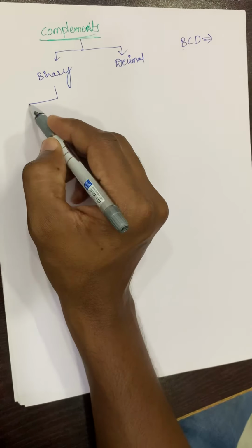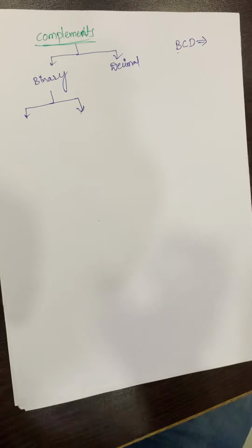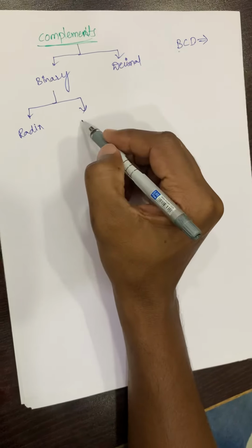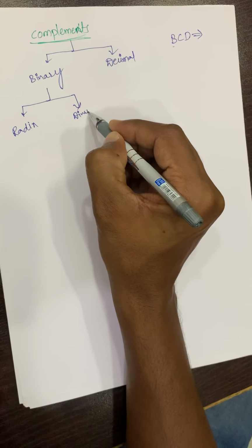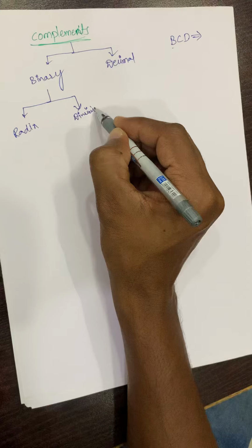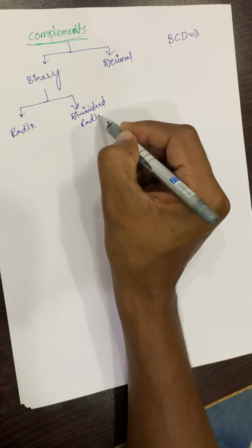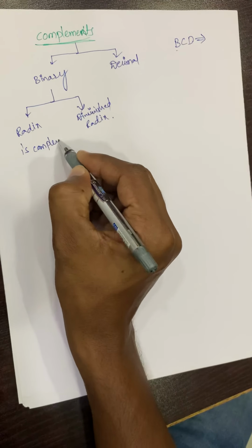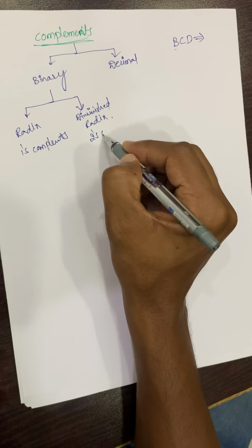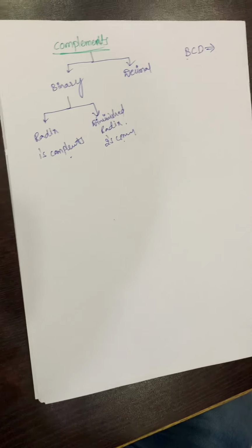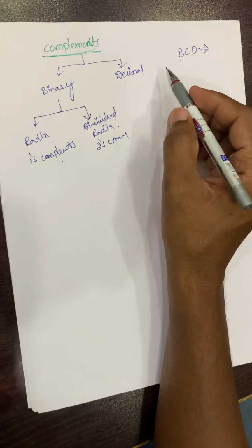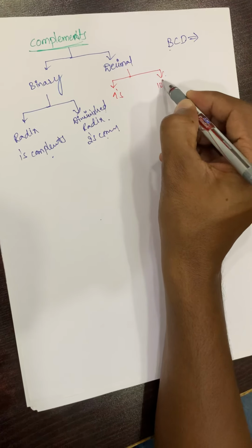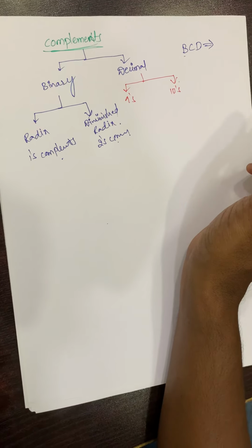Again, binary complements are classified into two types: radix and diminished radix, or we can consider them as one's complement and two's complement. These two are the binary complements. When coming to the decimal, again we have two types: nine's complement and ten's complement.